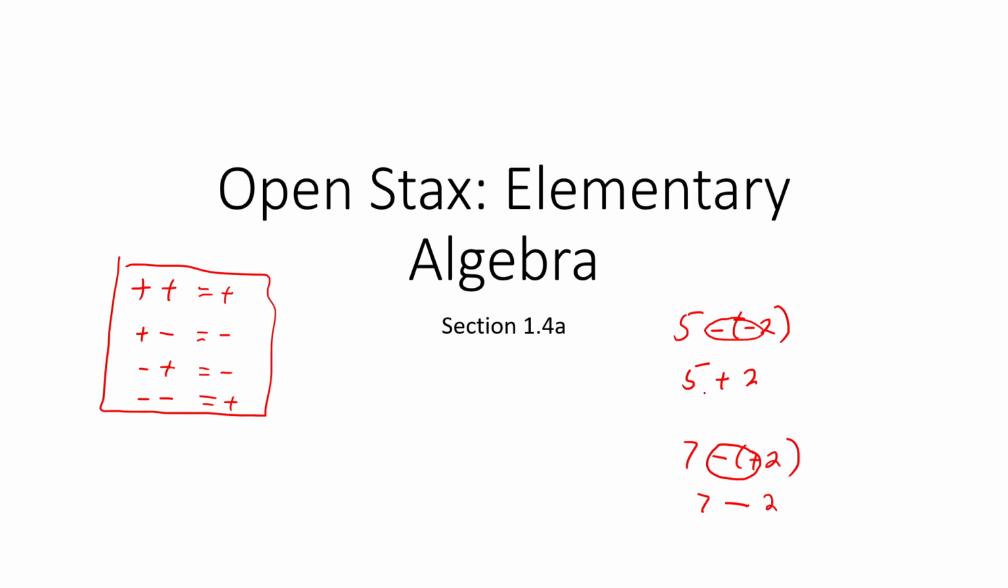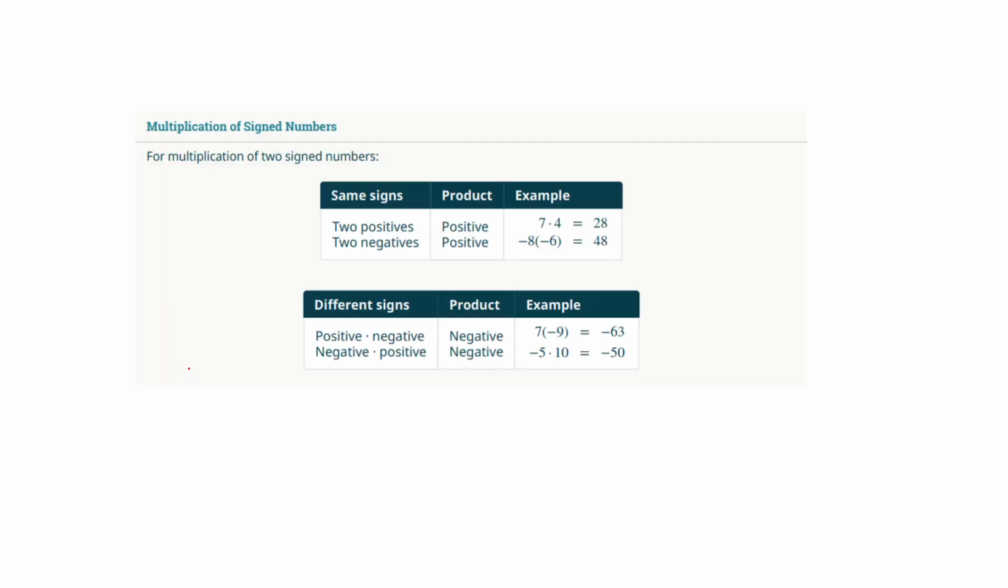So the reason this is important, to sum this up: when we were fixing signs, we were multiplying them together. And that's exactly the same idea that we need when we multiply numbers together. So here's what I'm saying. This is two positive numbers together. Well, that makes 28. Two negative numbers together? Well, two negatives made a positive. So here, 7 times negative 9, it's a positive number and a negative number.